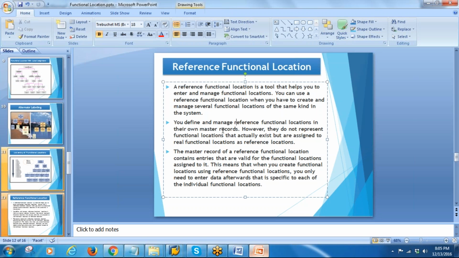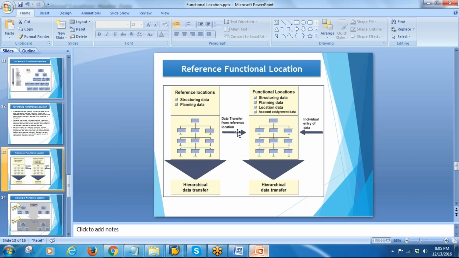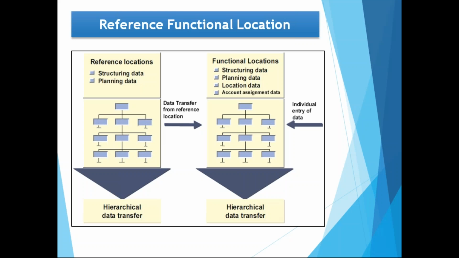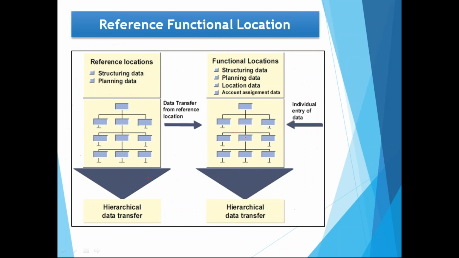Now we'll create a reference functional location and we'll see how to create a normal functional location by using the reference functional location. See, this is how it works. You create a reference functional location, and when you are creating a normal functional location, you copy from the reference functional location. So that is how you do it. First you create a template, a dummy reference functional location. You create an entire hierarchy, and then using this we will be creating a real functional location. So this is called a reference functional location.